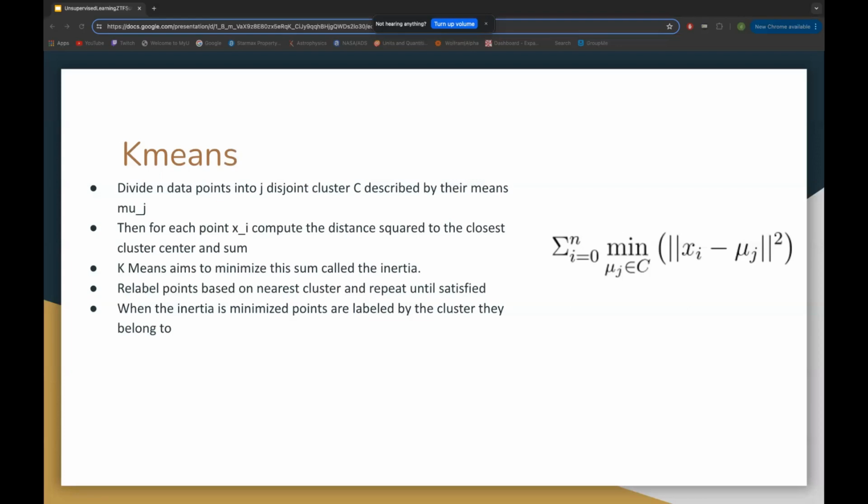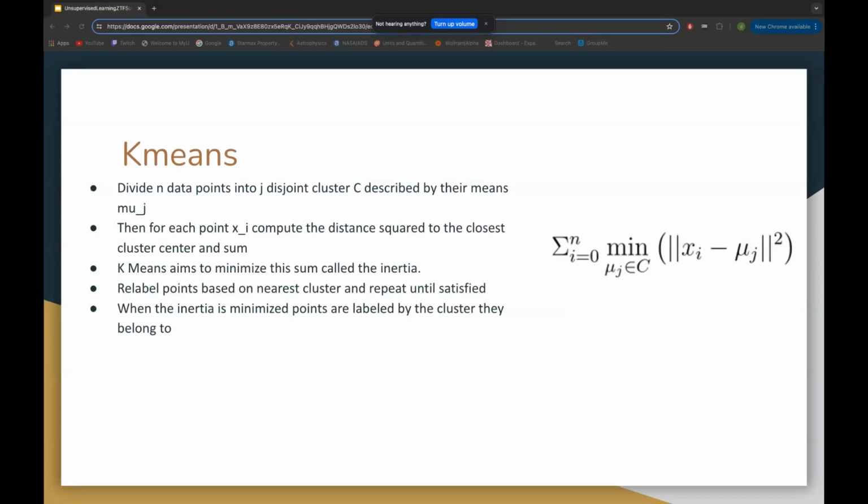Then for each point, you want to minimize the inertia, which is this equation here. Basically, what you're doing is finding the closest mean to the data point and keeping that value and adding it to a running sum. This is the quantity that you want to try and minimize.